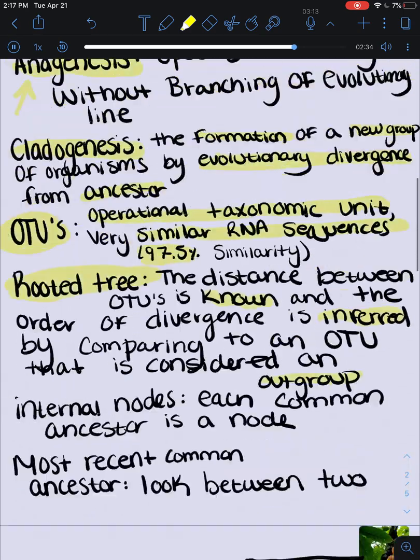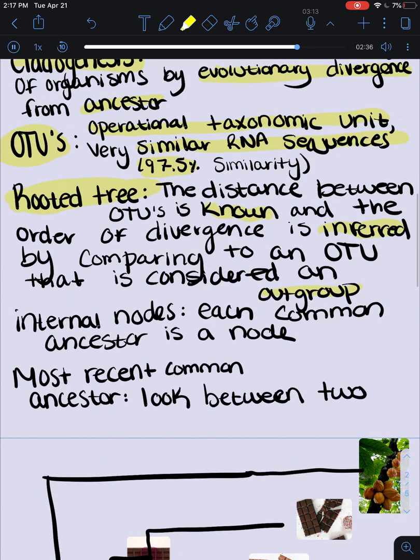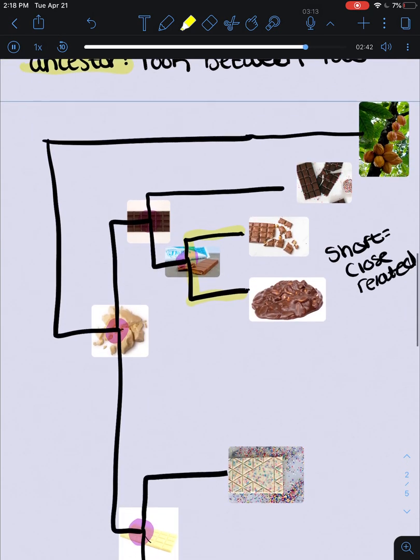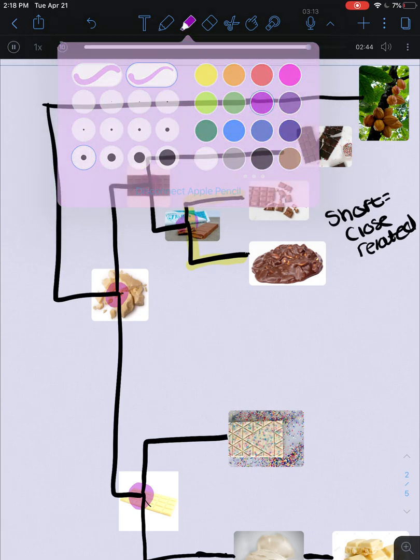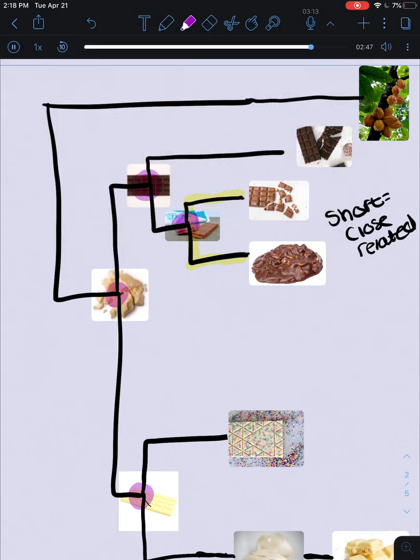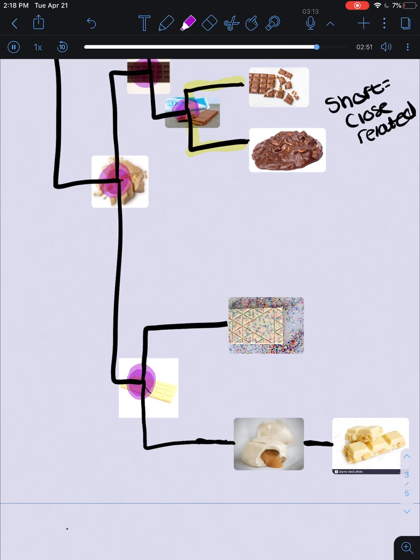Now, internal nodes versus most recent common ancestor. Internal nodes: each common ancestor is a node. I'm going to highlight the nodes in purple, but you can see that all of these are a common ancestor. If we were looking at white chocolate with sprinkles and white chocolate with caramel, the internal node for that would be the plain white chocolate, because that is their common ancestor.